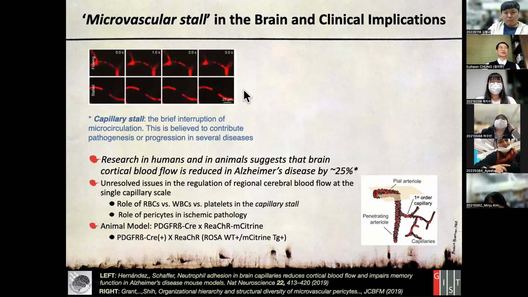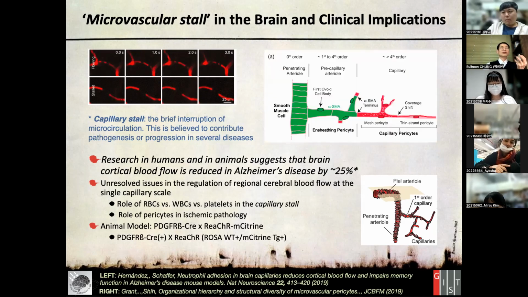What is a capillary stall? A capillary stall is a brief stop of RBC movement. And this is believed to be important, for example, in Alzheimer's disease, because in AD patients, their cortical blood flow is reduced by 25%. And in animal models, what we've seen is that 0.5% of all the capillaries are temporarily blocked and then recover. So this phenomenon is called microvascular stall.